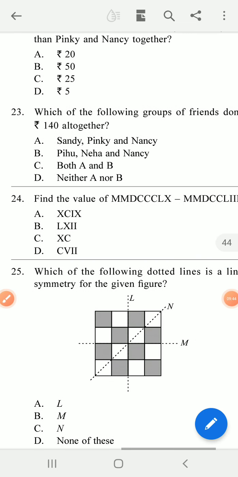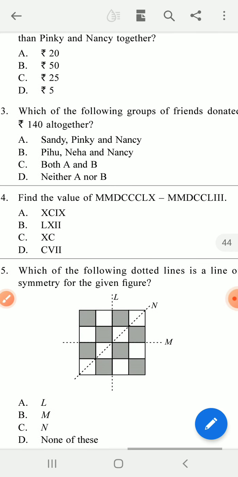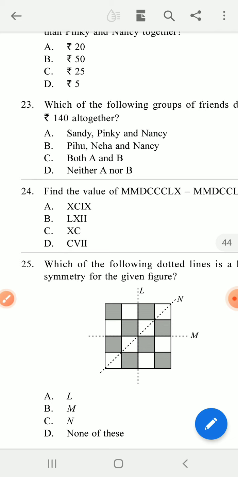Find the value of MMDCCLX minus MMDCCLIII. So what is 24? Find the value of this one. So 24 is D. D is the answer.